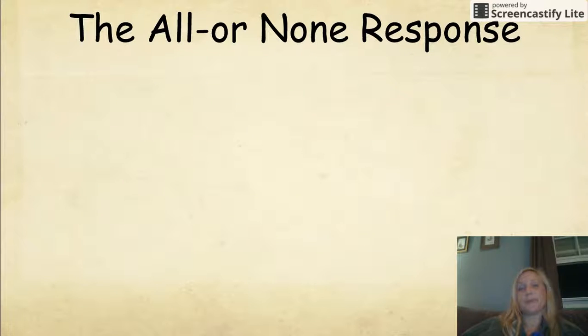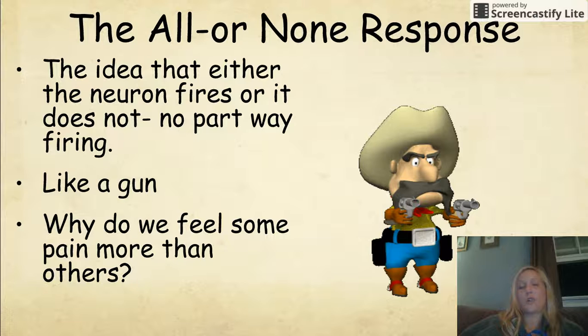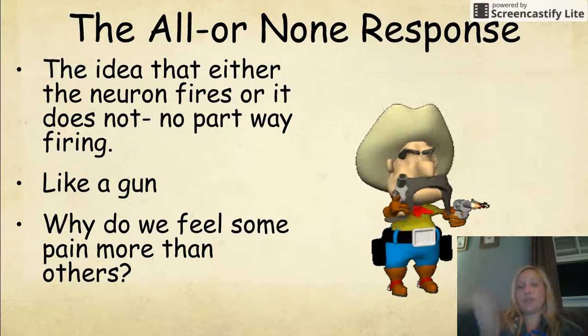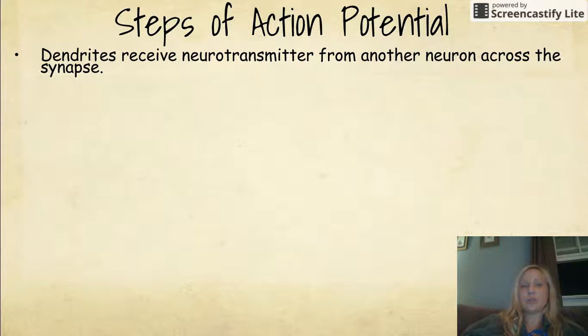Something you want to be aware of with neurons is that there's something called the all or none response. Just like a gun, you either shoot it or you don't. It's not like if you squeeze it lightly, it'll just shoot out a little, right? Or a toilet, you can't just flush it a little. You either flush it or you don't, right? So either the neuron fires or it doesn't fire.